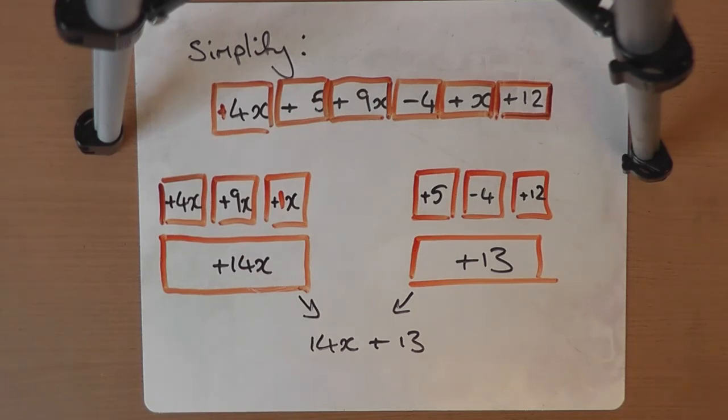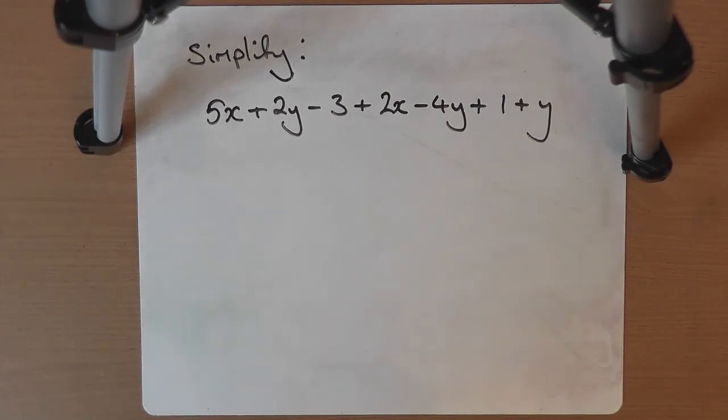Let's have a look at another one. So again, another fairly complicated one, more complicated in fact, because this time we have got three things going on. Simplify 5x plus 2y minus 3 plus 2x minus 4y plus 1 plus y. Three different types of thing going on, three different currencies if you like. Some of these terms have x's in them, so we should be able to collect the x's together. Some of them have y's in them, so we should be able to collect the y's together.